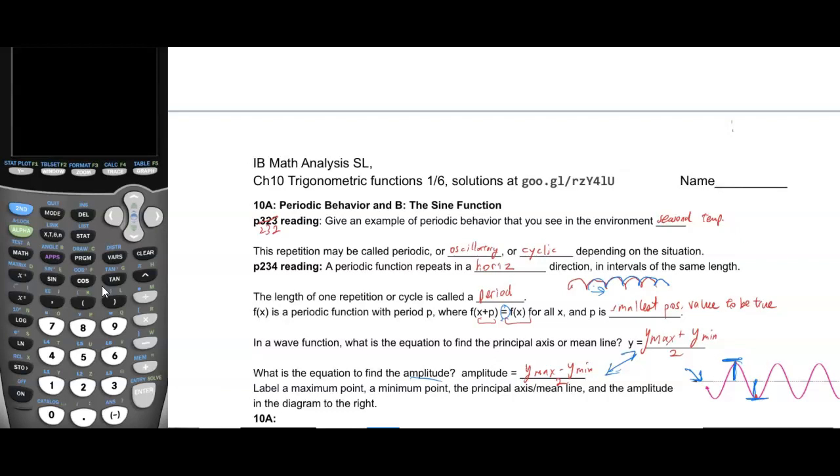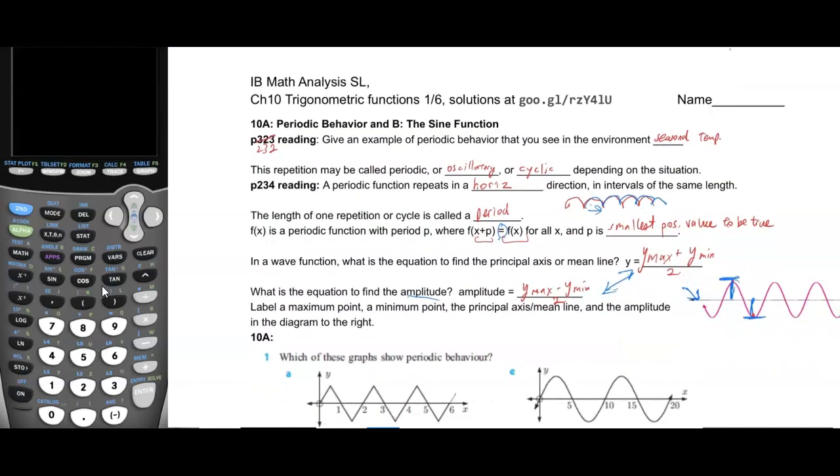Students get them mixed up all the time. Another thing that students make a mistake with is, instead of taking the y values of the maximum and minimum point, they accidentally take the x values of the maximum and minimum point. So make sure you use the y values for both of these definitions, and you add if you're finding the mean line because you're finding the average, and you subtract if you're finding the amplitude because you're just finding the distance from the middle to the top or the middle to the bottom. Sometimes it's easier if you do it graphically and you don't do the math calculation, then you can't get mixed up, right? I labeled a maximum point, I labeled a minimum point, I labeled the mean line, I labeled the amplitudes to the right already, okay?